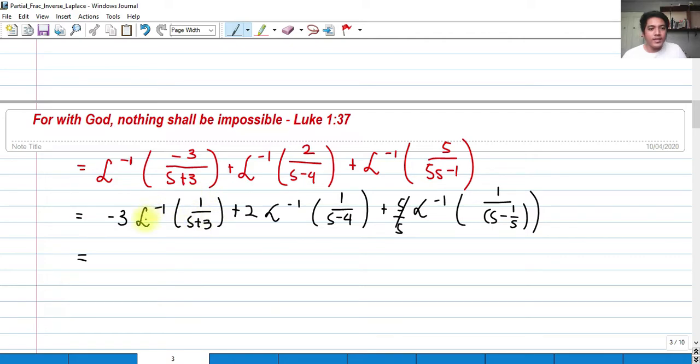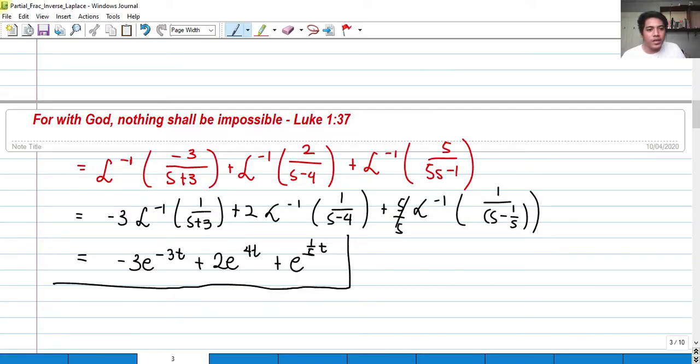So we can easily get the inverse Laplace by table. We have negative 3 e raised to negative 3t, since this is a plus. Then plus 2 e raised to negative 4t. I mean, that is 4t only because that's minus. That's 2 e raised to 4t. And finally, we have plus e raised to 1/5 t, or t over 5, because of this plus sign. So this is our inverse Laplace of the given F of s.